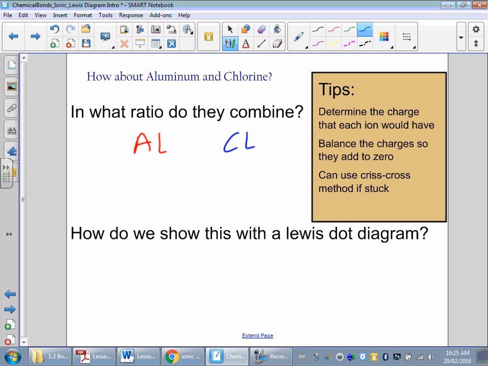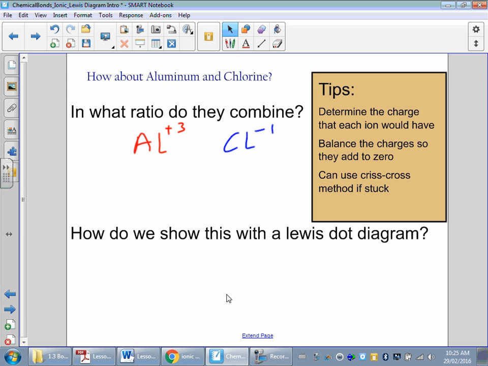And we're going to ask ourselves, what are the charges? What charges are they going to have? So what ion is aluminum likely to become? Well, it's in group 3, and because of that, it has a charge of +3, and it will lose 3. It will become a +3. And therefore we can write out the charge as +3, and the chlorine we can write it as a -1.